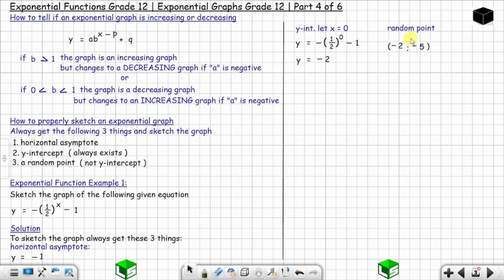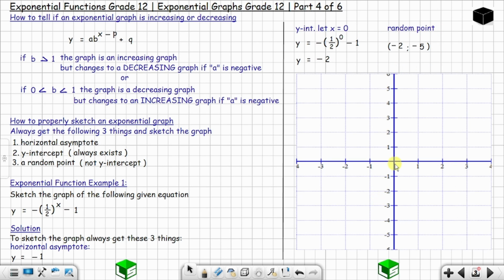Now we can sketch the graph. So this is the Cartesian plane. You have your x-axis and you have your y-axis. You have your horizontal asymptote at y is equal to -1, like this. And you have your y-intercept at -2. There's -2 there.